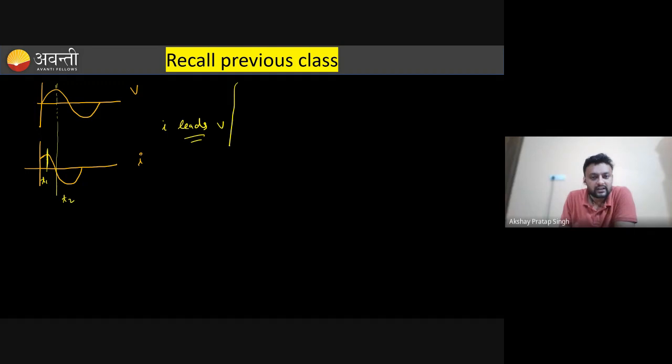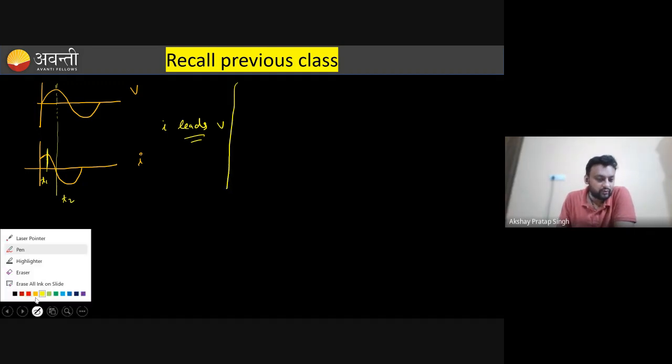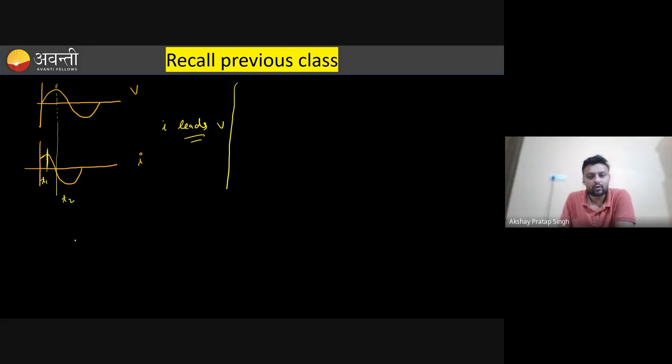The next thing: there were two more circuits. We studied the purely resistive circuit and the purely inductive circuit. For the resistor-only circuit, what was the conclusion? The conclusion was that current and EMF are in the same phase. That means they reach their maximum value simultaneously. Current can be written as I naught equals E naught by R.